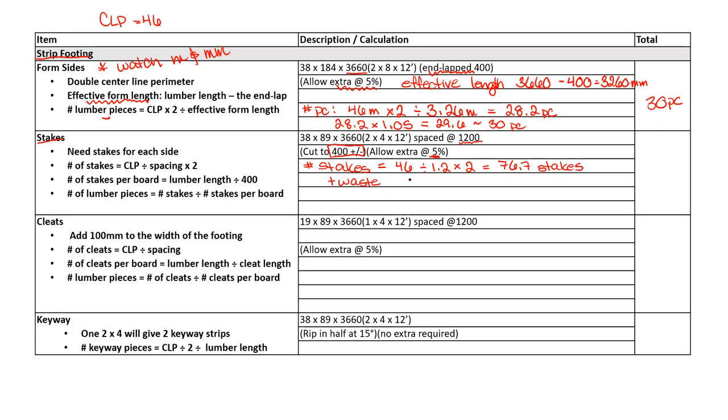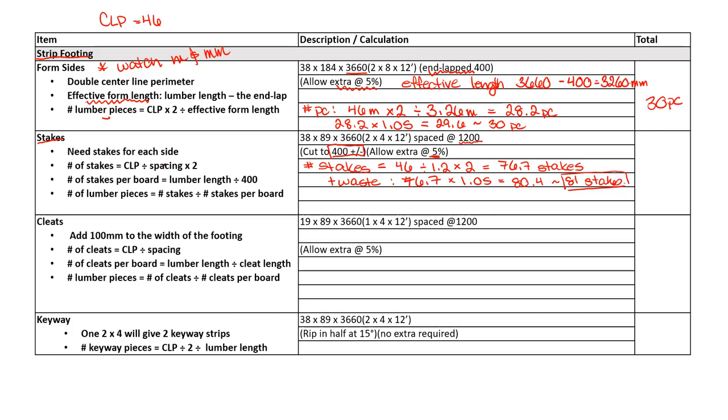So we'll add in the waste. That's our 5%. So we'll take our 76.7. We're going to multiply it by 1.05 to add 5%. And that gives us a total of 80.4, which rounds to 81 whole stakes. So this is the actual number I need with waste.